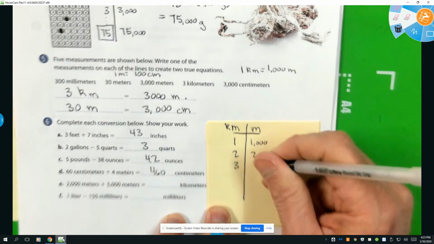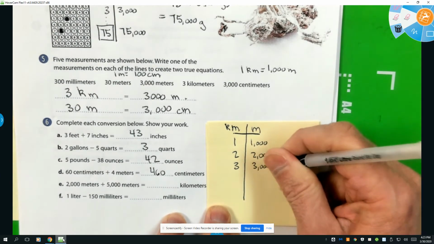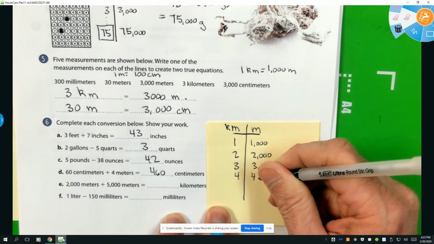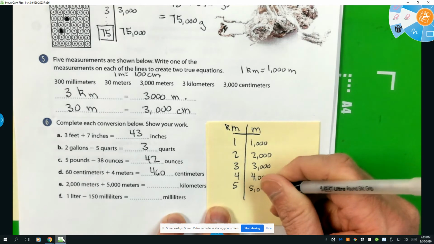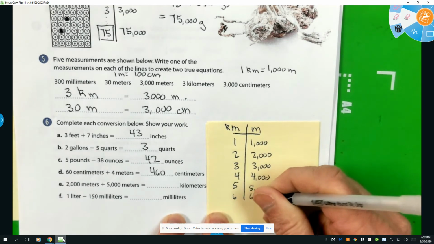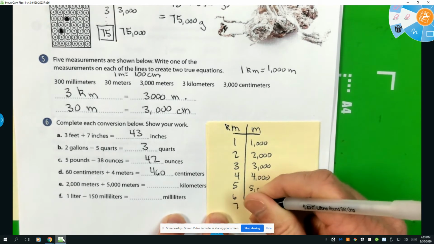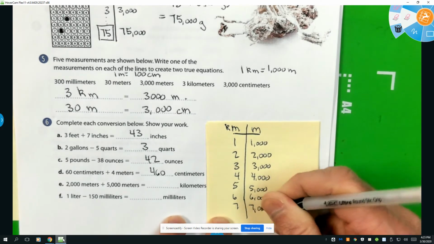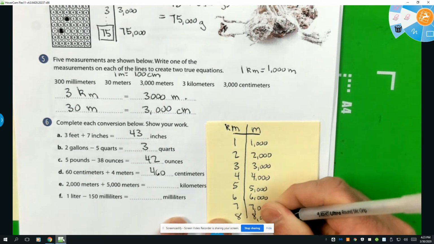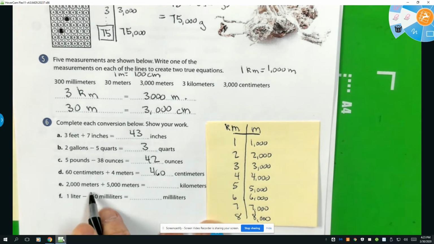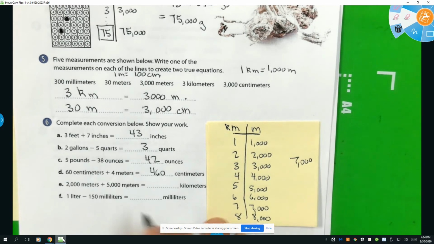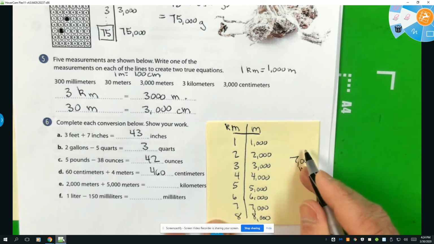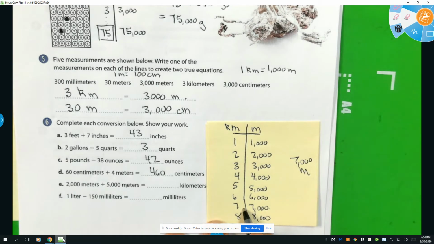3 kilometers, 3,000 meters. 4 kilometers, 4,000. 5 kilometers, 5,000. 6 is 6,000. 7 would be 7,000. 8 would be 8,000. I'll stop there. So now we've just got to add 2,000 plus 5,000. That's going to be 7,000 meters. I go right here to 7,000 meters, and it is 7 kilometers. Okay.